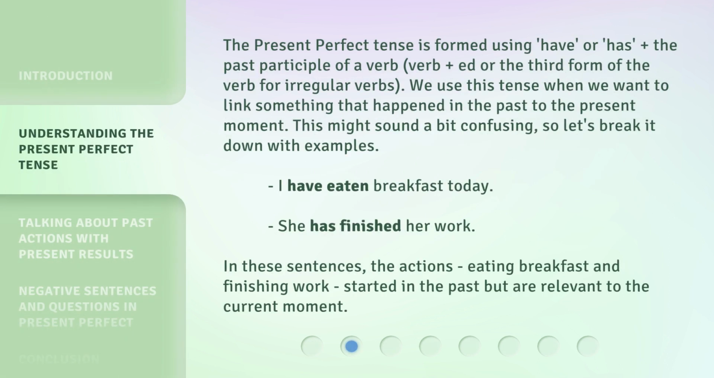The present perfect tense is formed using have or has, plus the past participle of a verb. Verb plus ed, or the third form of the verb for irregular verbs. We use this tense when we want to link something that happened in the past to the present moment. This might sound a bit confusing, so let's break it down with examples.